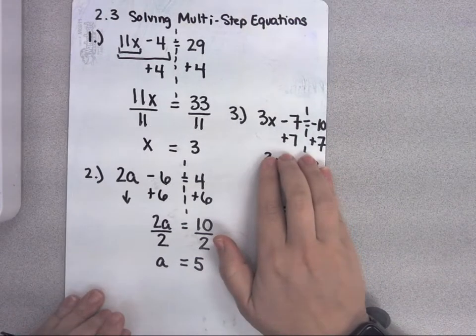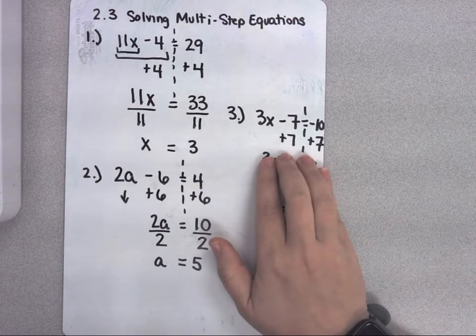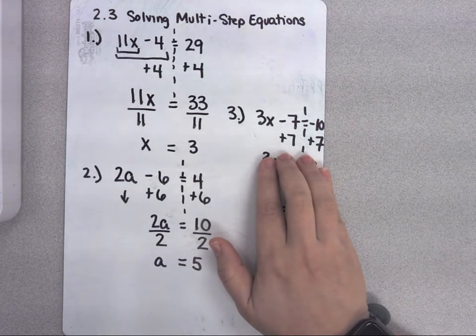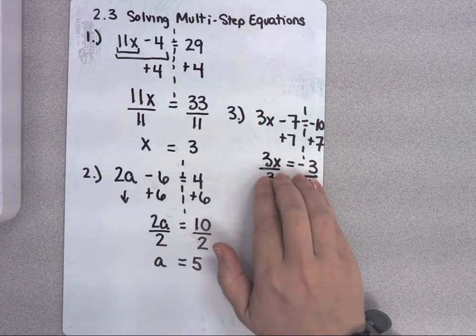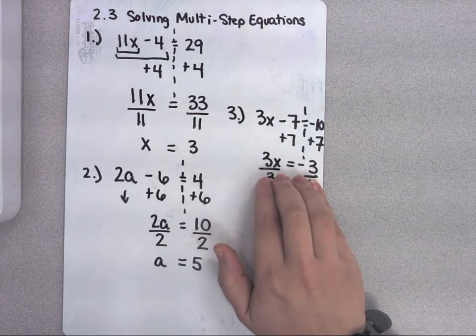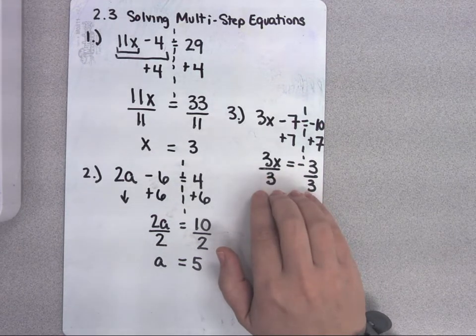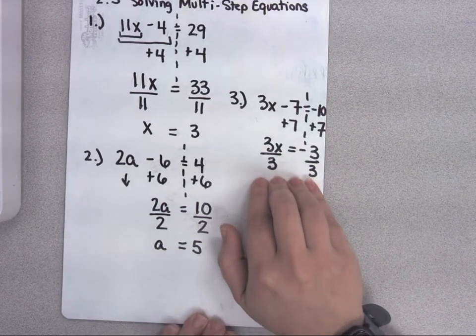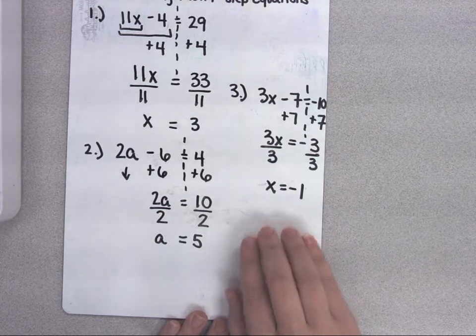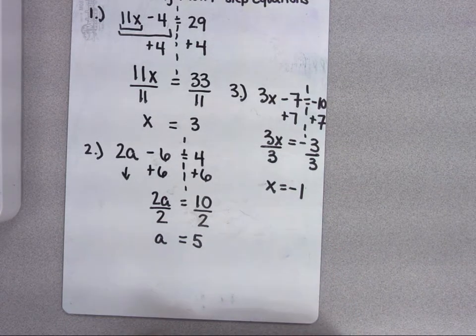The first step is you would add 7 to both sides. When you add 7, a negative 10 plus 7 is negative 3. If you cannot deal with negatives, that's why you use your calculator. Then you do need to divide both sides by 3. A negative 3 divided by a positive 3. Yep, I got x equals negative 1.